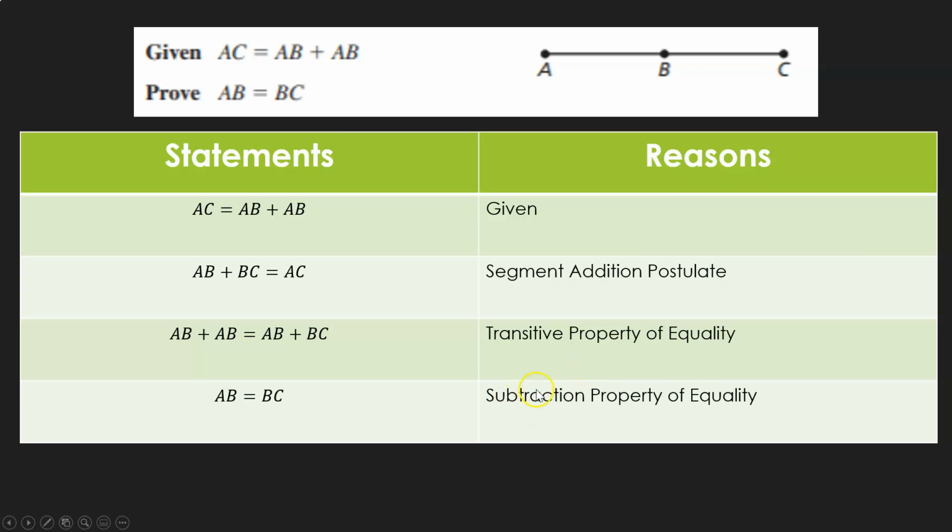So my last reason is the subtraction property of equality. My last reason of a proof should never be proof. I noticed that a lot when I was looking through the assignments.